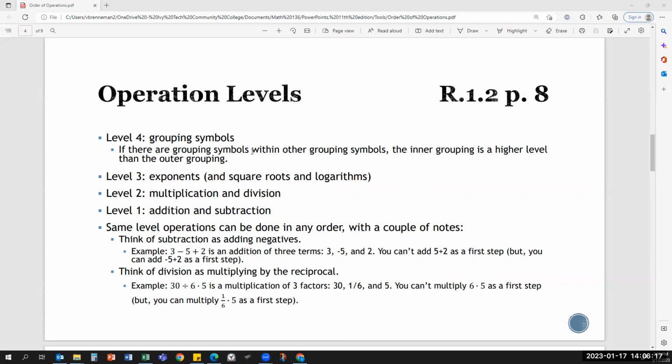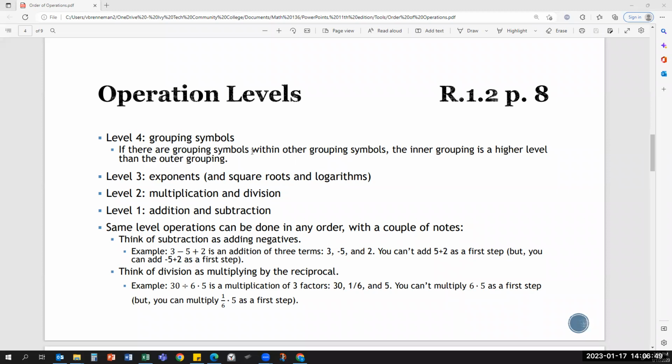With division, 30 divided by 6 times 5, it's really 30 times 1/6 times 5. You can't take 6 times 5 because 6 isn't a factor. It would be in the denominator if you're doing it as multiplication. So you can't take 6 times 5, but you could take 1/6 times 5 and then multiply that result by 30 if you wanted to.